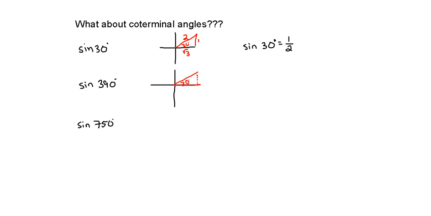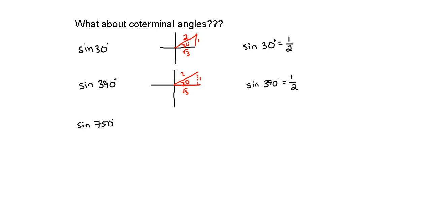So the problem is, when you actually type in sine of 390, or you draw the triangle over here, it's the exact same triangle as you had before. And what you actually end up with is the exact same answer, which starts to get a little strange.